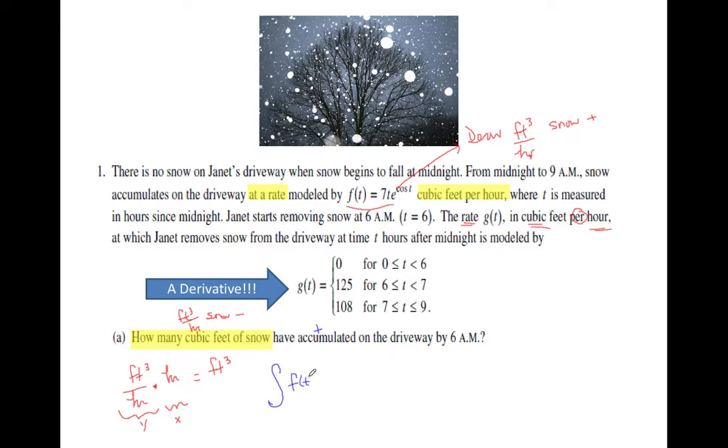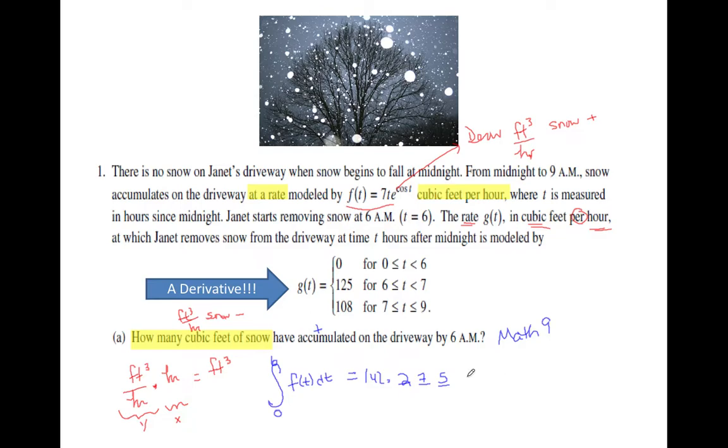Integration. So the very first thing is recognizing you've got rates, what kind of units you have, and that you need to integrate which function? The accumulation of the snow. Who is that, F or G? And what are your limits of integration? Before she started shoveling, which is time 0 to time 6. F of t has already been defined, 7t times e to the cosine t. You don't have to write it again. You math 9 this.